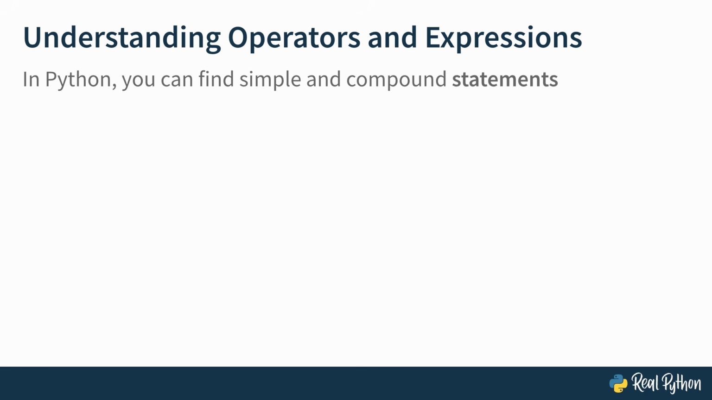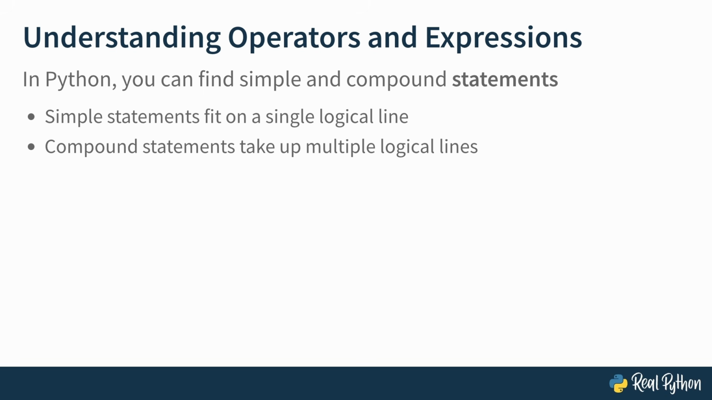So that's operators, but what about expressions? Well, to understand expressions, you need to start by looking at statements. In Python, you can find simple and compound statements. Simple statements fit on a single logical line, like the assignment statement. Compound statements, on the other hand, take up multiple logical lines. Examples of this would be the conditional if-else, for loops, or even function definitions.